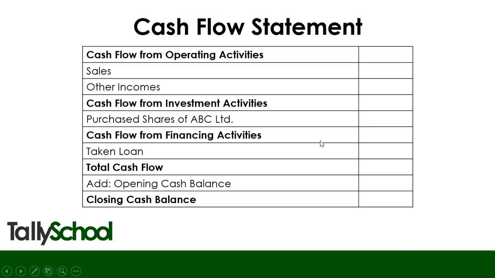You put the total of all the three activities and you get the total cash flow. You add your opening cash balance at the beginning of the year, and you get your closing cash balance. Now this is how it works.